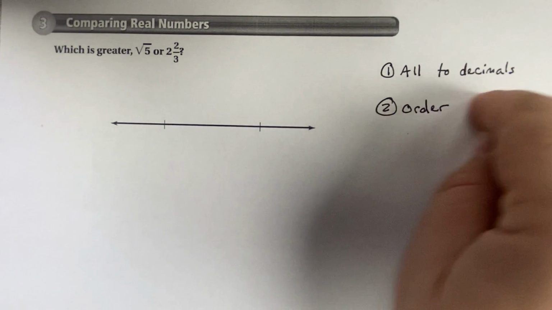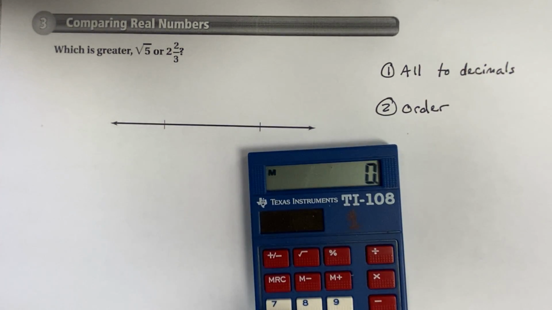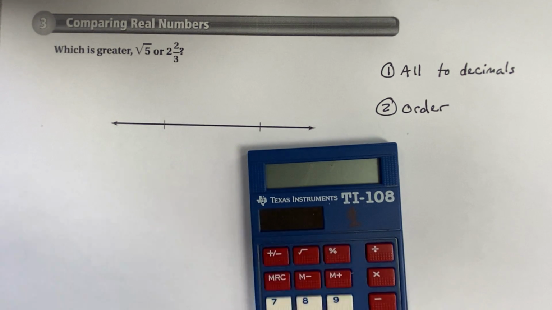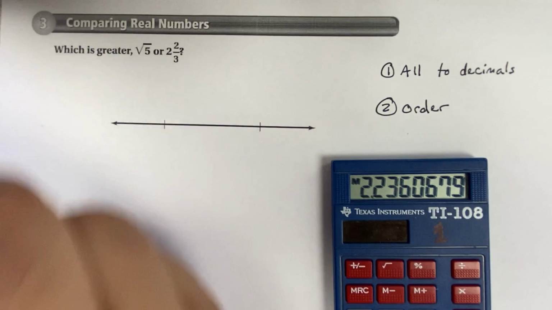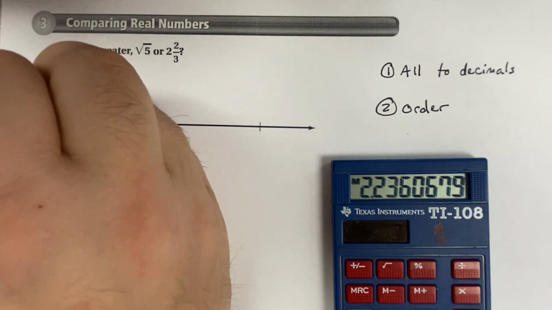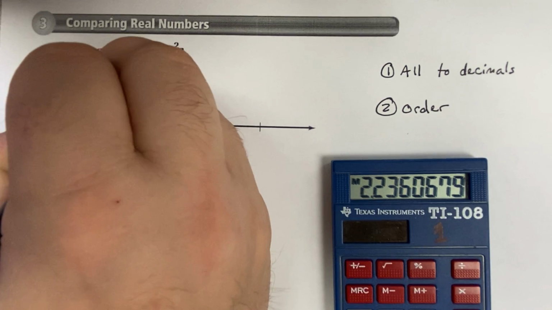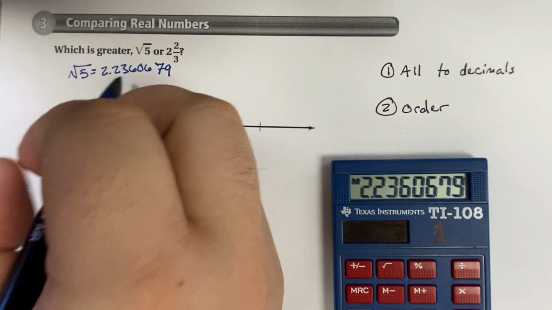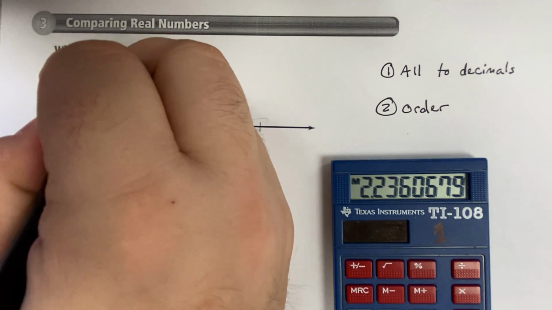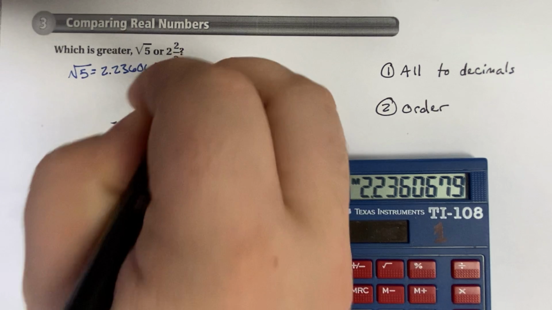So the first thing I need to do is turn the square root of 5 into a decimal. So I'm going to take my calculator, do this 5 square root button, and I'm going to find that the square root of 5 is the same thing as 2.236069. Now, we usually just like 2 decimal places, so that's 2.24.